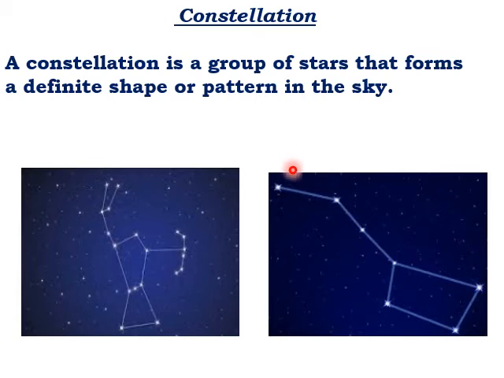Here I have given two examples. One is Orion and another one is Big Dipper. Big Dipper and Orion are the two well-known constellations. Big Dipper is a group of 7 stars: 1, 2, 3, 4, 5, 6, 7. It looks like a long handled spoon. And Orion looks like a hunter. It has 7 bright stars and several faint stars.